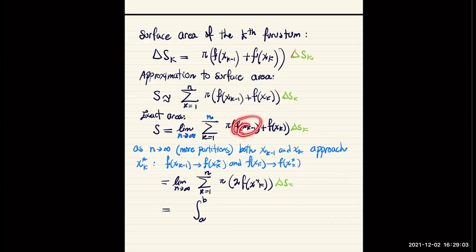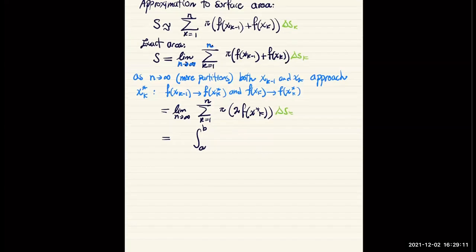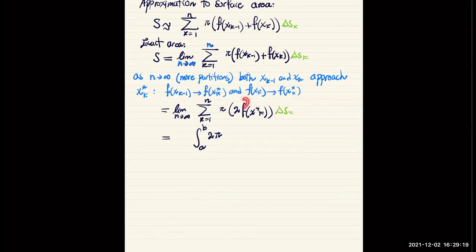But again, these both become the same thing. They both become f of x star k. So you have 2 f of x star k's. And the limit of the Riemann sum is the integral from a to b times 2 pi. Basically, f is just your function y.